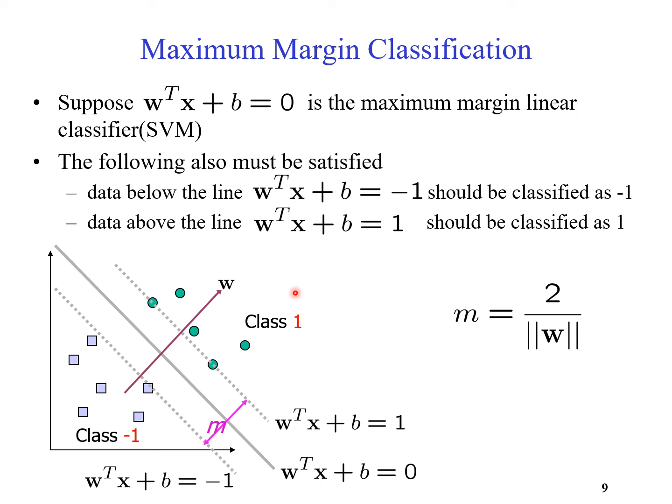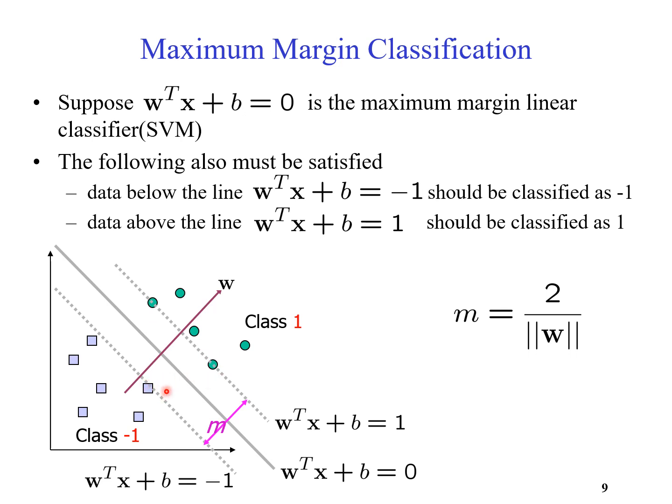So SVM is a linear classifier, and that means SVM can be represented as a linear line. Let's say this is the line the SVM is looking for, wx plus b equals 0. What we are looking for is the line with maximum margin. So this is the line we are looking for, and we have two parallel lines, and these parallel lines go through both vectors like this.